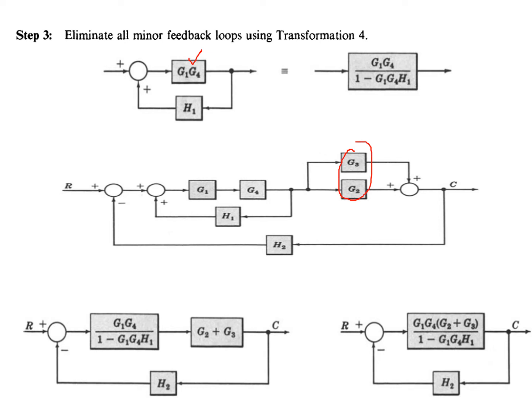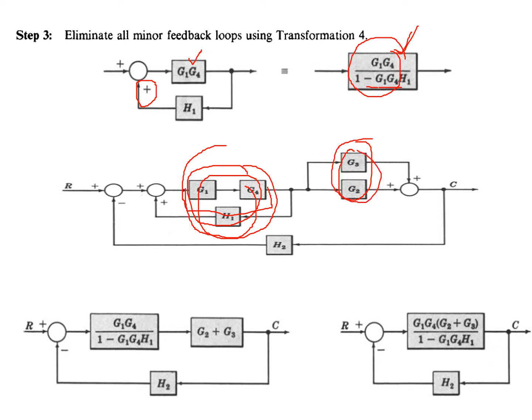First we are going to identify the inner feedback loop. Okay, this is the inner feedback loop. Then by using the feedback property we are going to get this transfer function, that is G1 G4 by, this is positive feedback, so we get 1 minus G1 G4 into H1. This entire thing we are going to substitute in place of this one. Similarly, the other one is kept as it is, that is G1 G4 by 1 minus G1 G4 into H1, and G2 plus G3.